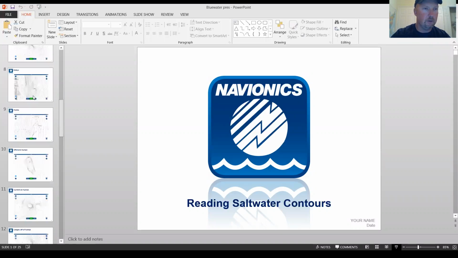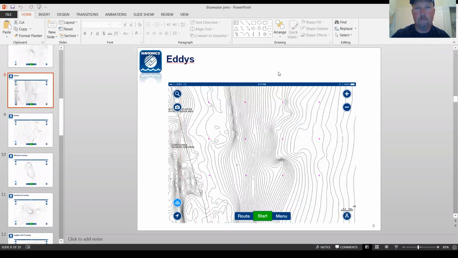Bear with me here. Okay, so eddy. On an eddy, and this isn't exactly one but I can use this one. Let me get my little cursor here. On an eddy, right in this area here, the strongest part of the current is where it's being washed against the ledge, okay?